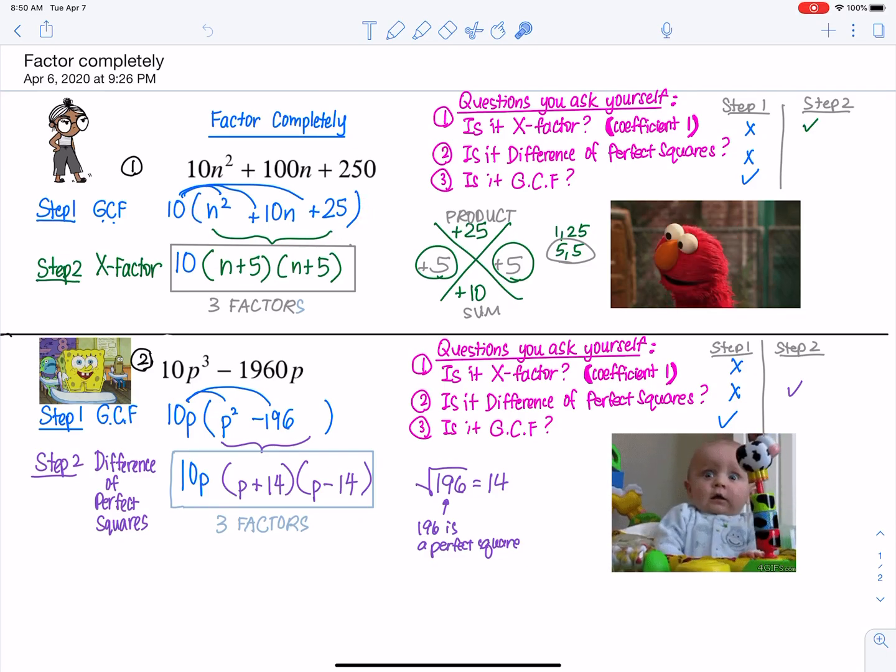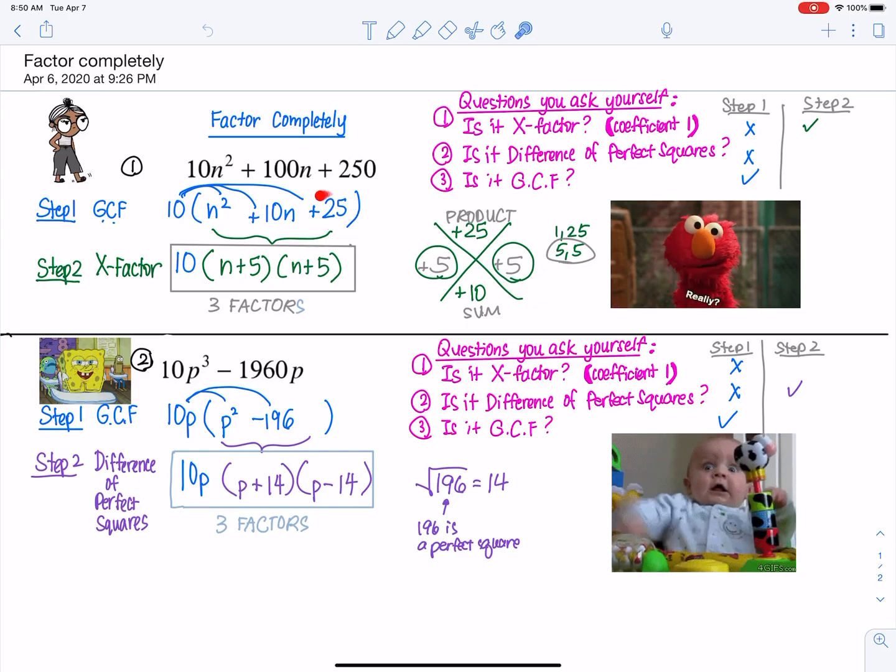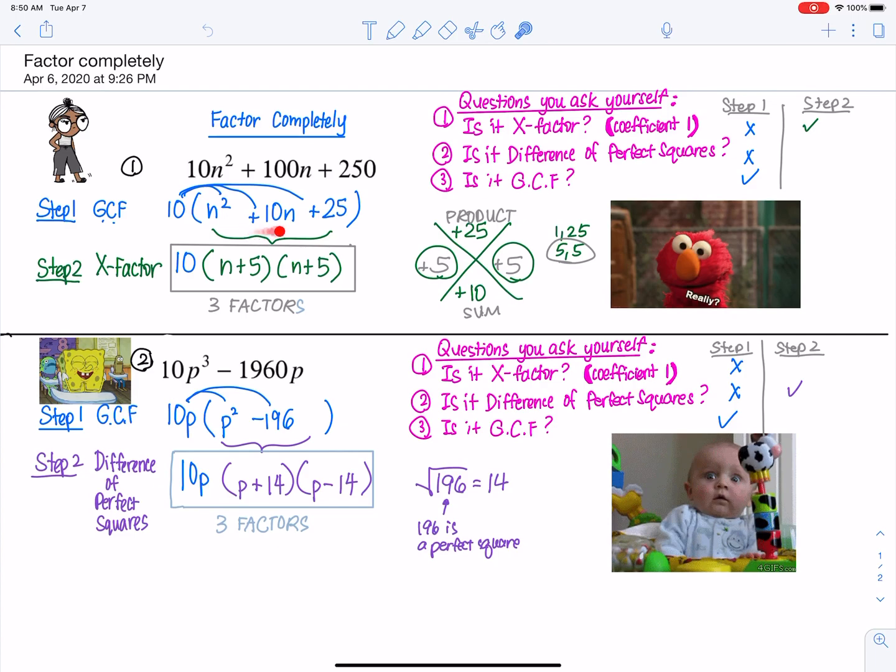And then you keep going and ask yourself the same question. First, is it X factor? Yes, it is X factor. X factor is always in the format of n squared, n number, and the coefficient is 1. So we set up the X factor. It's going to be last, top, and that's our product. Middle, bottom, sum. Middle, bottom, sum. So once again, we're going to just forget about the sign for now, whether it's positive or negative, we don't care. We're going to list all the factors starting from 1.